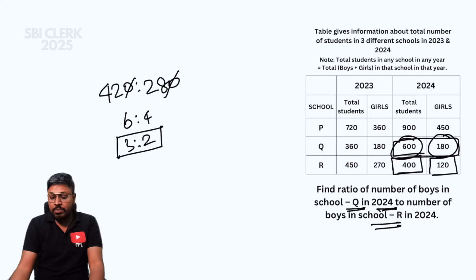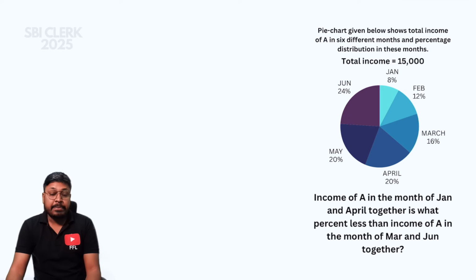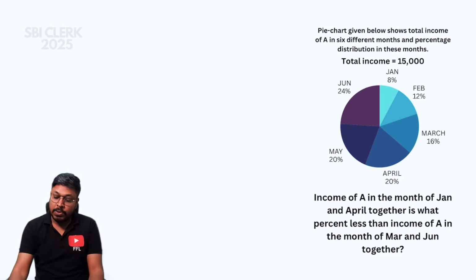So 5 question was easy when you go with mind calculation. Surely you can able to solve this question within 2.5 minutes. So here is the next data interpretation that is based on a pie chart. Where the pie chart, all the values are given in terms of percentages and the total income is how much? 15,000 they have given.